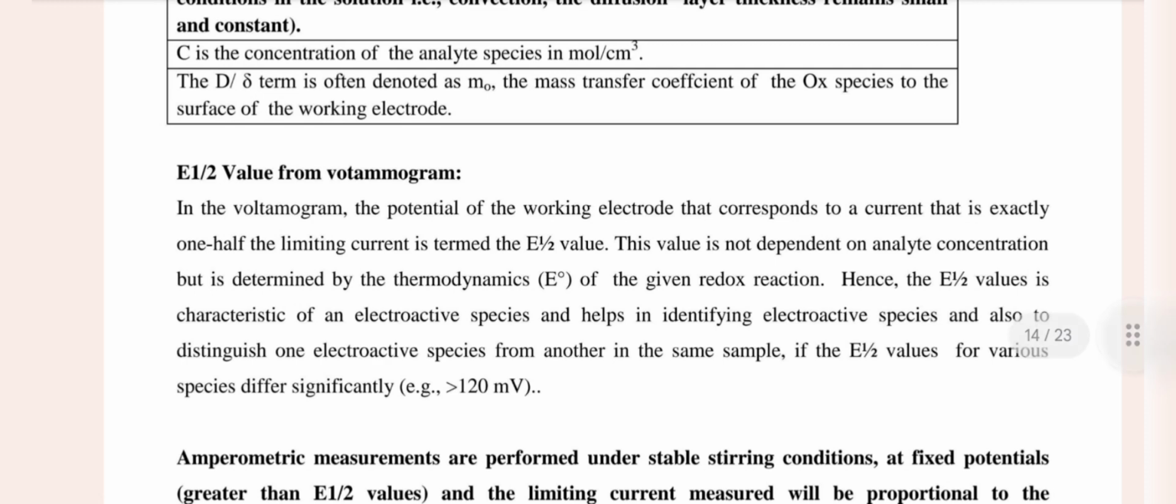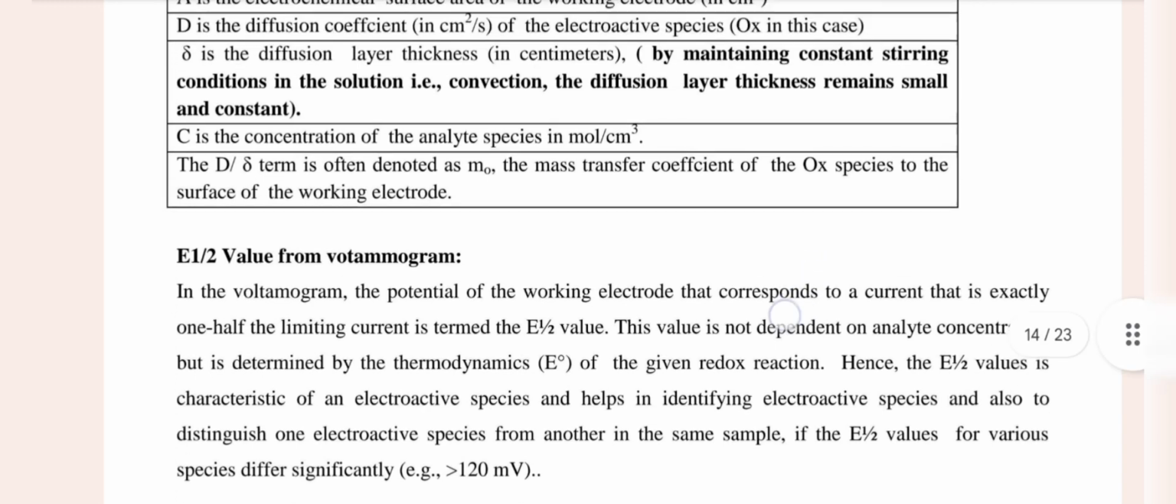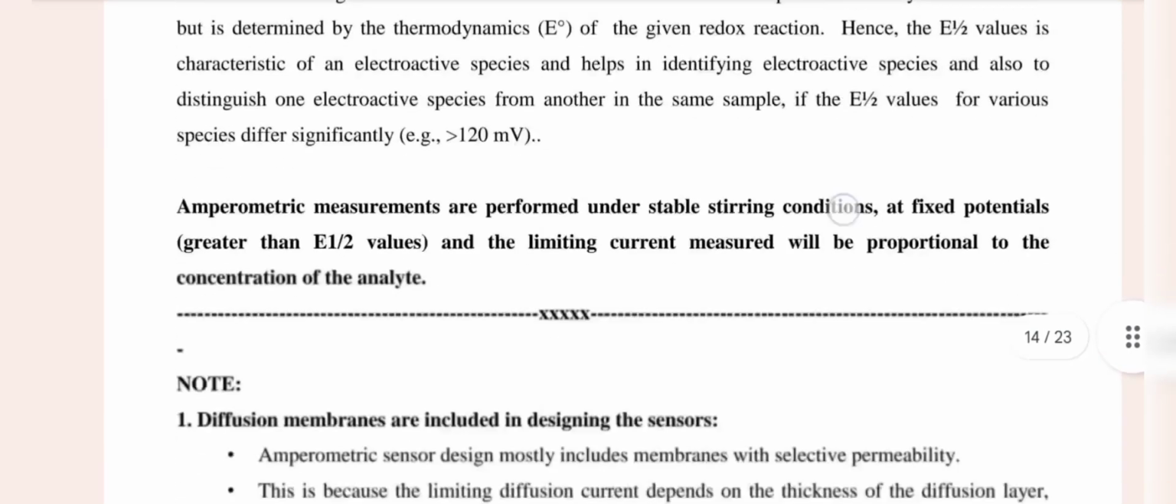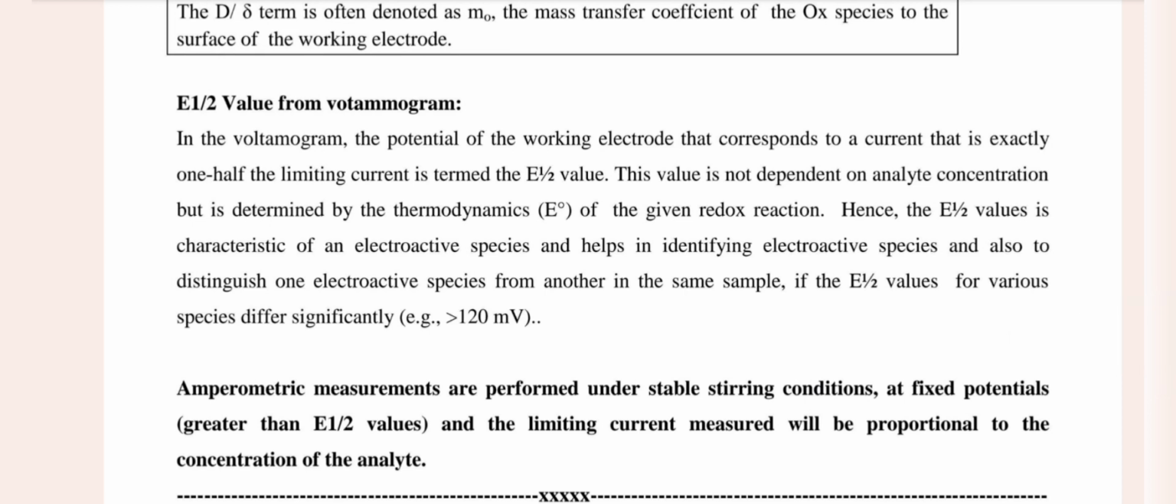So what is meant by this E half value from the voltammogram? In this voltammogram, there is a term called E half. E half is the potential at which half the limiting current occurs. In the voltammogram, the potential of the working electrode that corresponds to a current exactly one half the limiting current is called E half. The potential which corresponds to half of the limiting current is called the E half value.